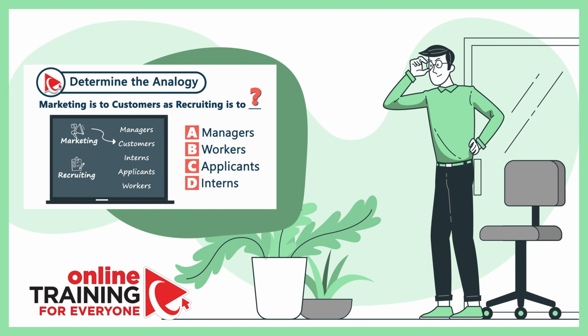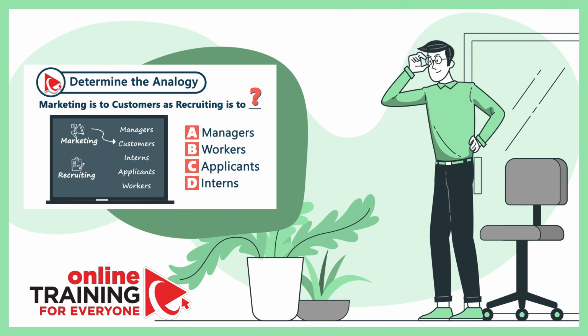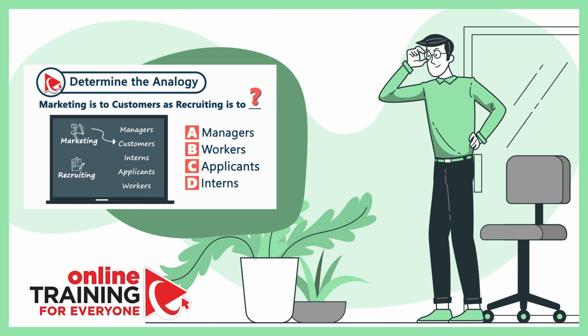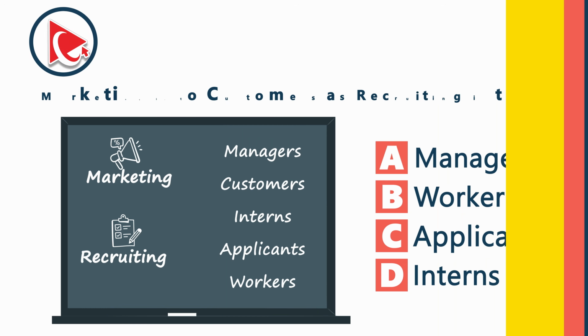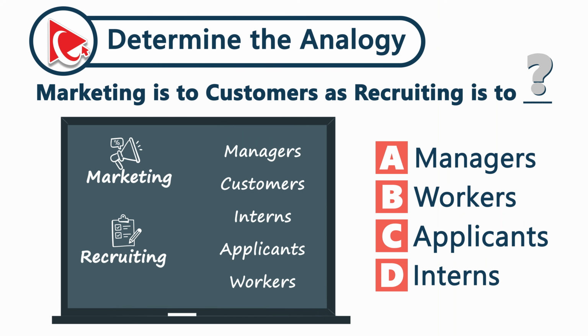Here's an amazing question to test your analytical reasoning skills. It's about how different business functions focus on different audiences. Can you figure out the pattern? Marketing is to customers, as recruiting is to what? Think about what marketing is for. It means to attract customers, right? Now think about recruiting. What kind of people are you trying to attract? And here are your choices for the answers: A, managers, B, workers, C, applicants, or D, interns.